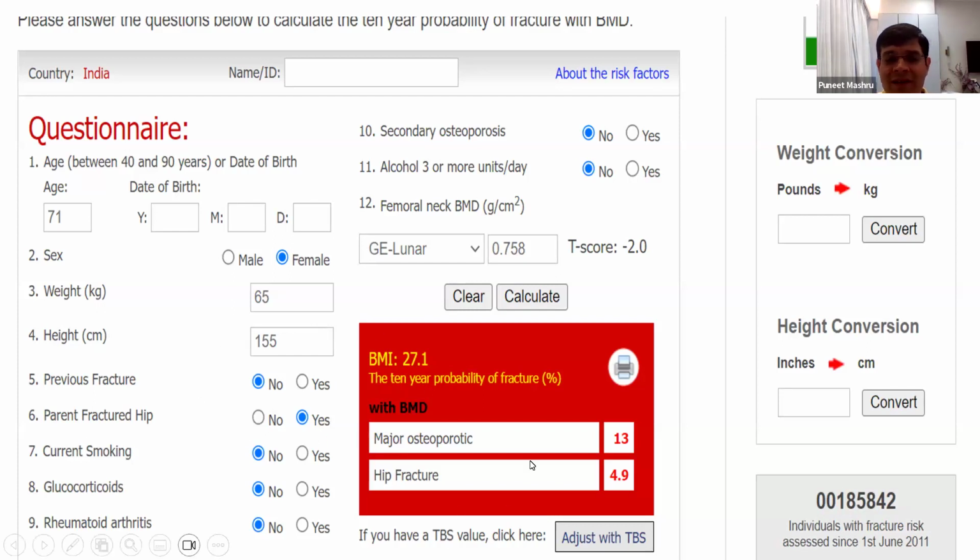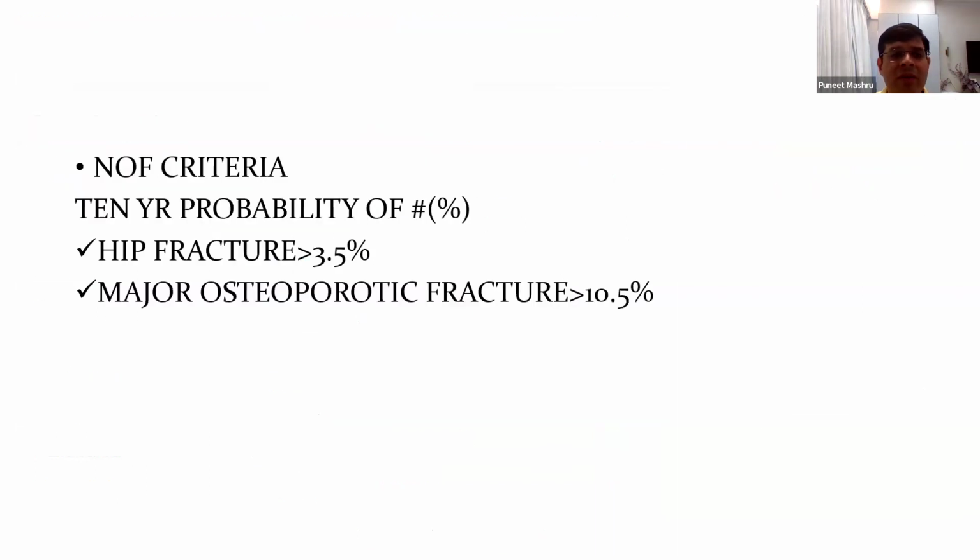a fracture risk assessment, in terms of the major osteoporotic fracture risk or a hip fracture risk. So what we're looking at is that a hip fracture risk of more than 3.5% or a major osteoporotic fracture risk of more than 10.5% is where we would intervene in these patients. In the US, the cutoffs are different. In India, as per the ISBMR, these are the cutoffs.